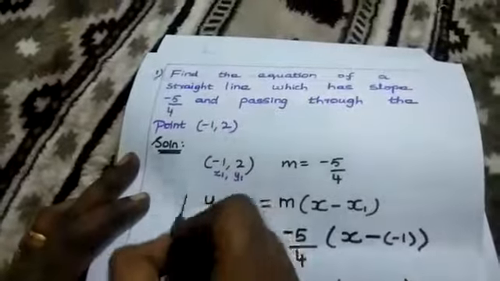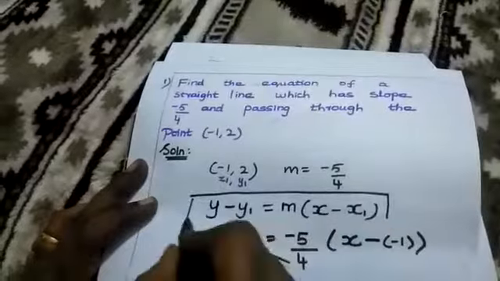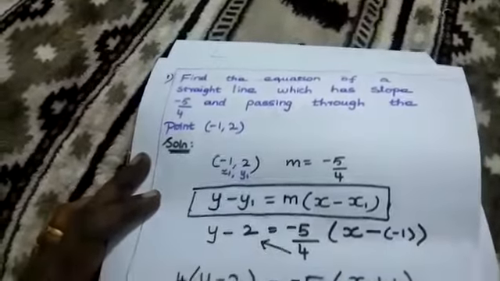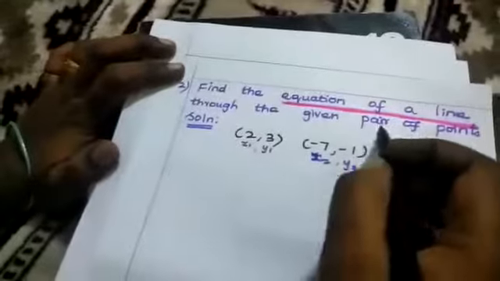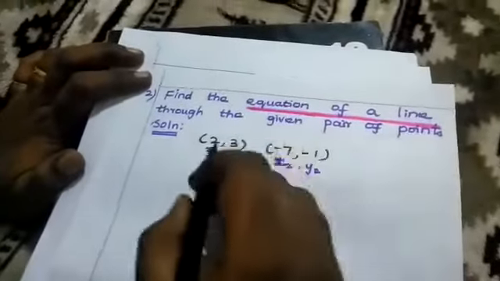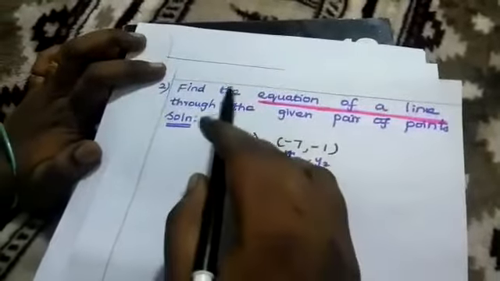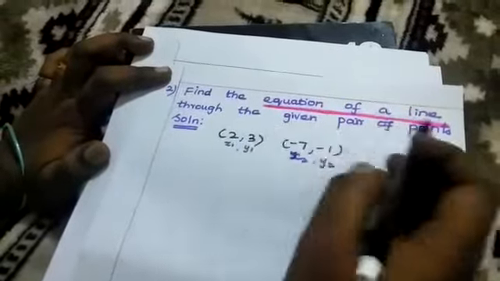So whenever one point and a slope are given, you should use the formula y minus y1 is equal to m into x minus x1. And the next one is, another concept: find the equation of a line through the given pair of points. Here 2 points are given and they have asked to find the equation of a line.